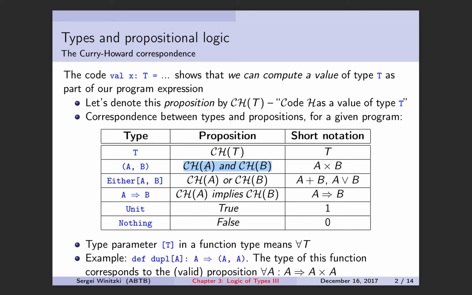And I show that there is a one-to-one correspondence between different logical operations such as AND, OR, implication, true and false, and these type constructions. I also show my short notation, which is something I will be using extensively in this entire lecture series. And I give examples of how to write type notation for a function in the Scala syntax and in the kind of mathematical short syntax that I'm using.